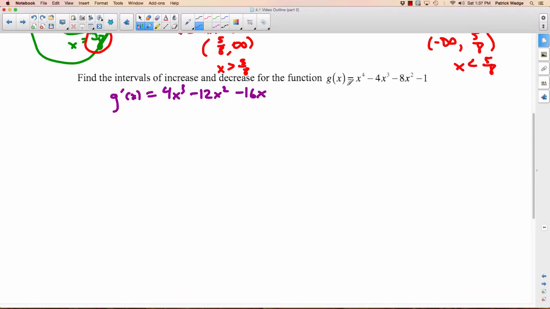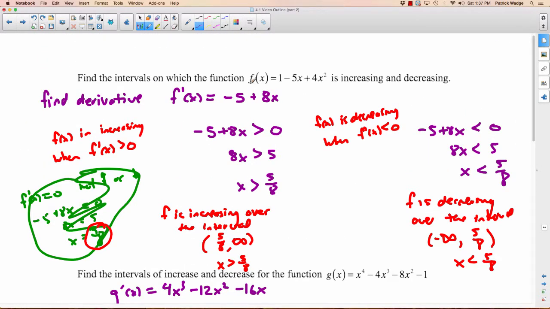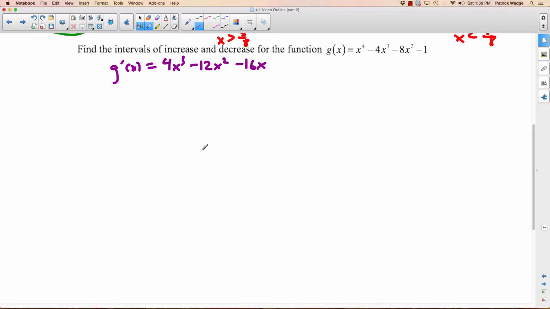And that's it. Now, I want to answer this a little bit differently than what we did up here. What we did up here is we figured out where it was increasing by making it greater than 0, where it was decreasing by making it less than 0. But do you see that it would actually make sense to start by finding where it doesn't increase or decrease? Do this bit here, and the other points will be where it's increasing or decreasing. So I'll show you what I mean. We're going to find when is it that 4x cubed minus 12x squared minus 16x, in other words, the derivative, when does it equal 0?